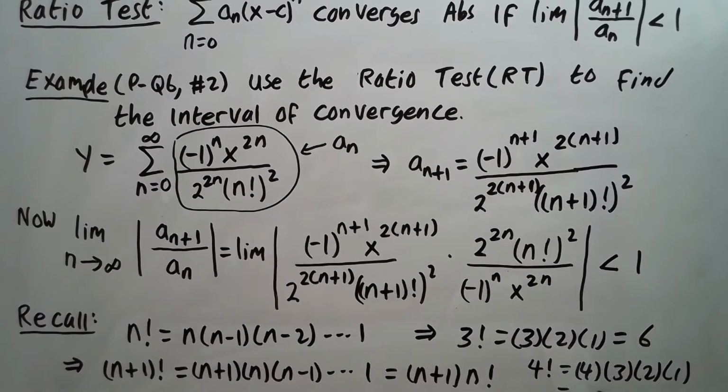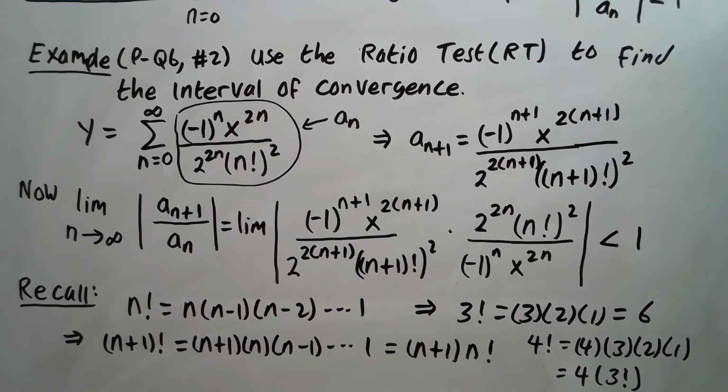But you can also think of it as 4 times 3 factorial, because this part here is 3 factorial. So in general, n plus 1 factorial, by definition, is n plus 1 times n times n minus 1 all the way down to 1. Because this part here is n factorial, you can think of it as n plus 1 times n factorial. That's how we're going to simplify this guy here.